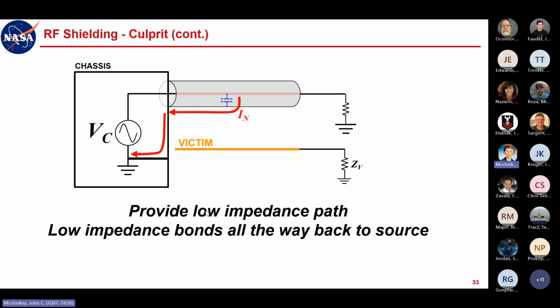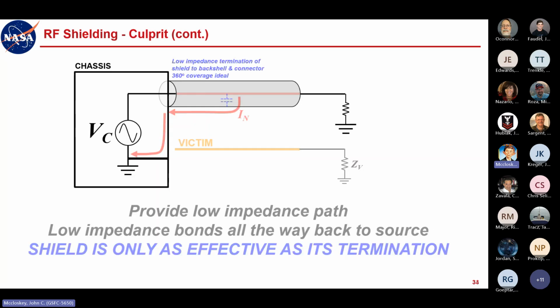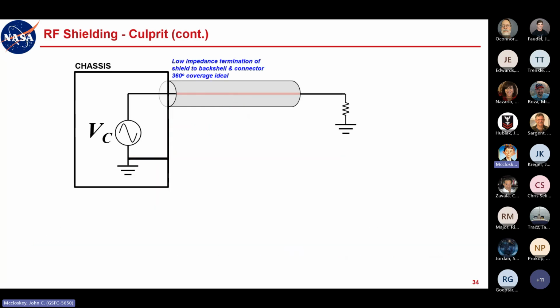A good low impedance path. So low impedance bonds all the way back to the source. And the shield is only as effective as its termination. I really should say terminations. So you want a low impedance termination of the shield to the back shell and the connector.